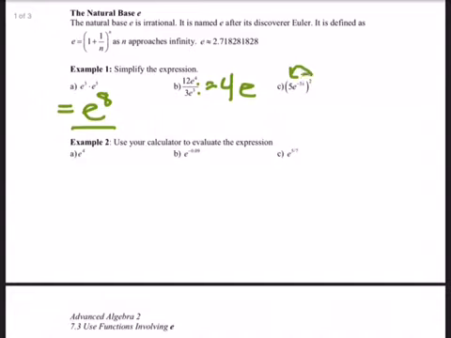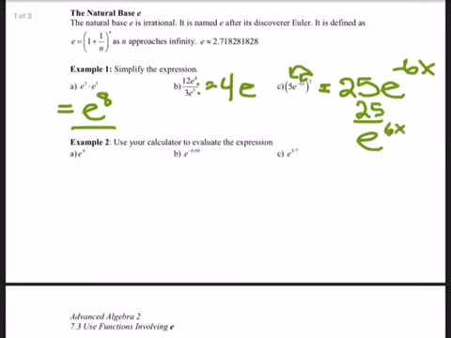And raising a power to a power, I give the power to everything in the parentheses, so that's 5 squared, which is 25, and then e to the negative 6x. Remember, negative exponent means 1 over, so we're going to move the e to the 6x to the bottom. The 25 is not raised to the negative power, just the e stuff is.